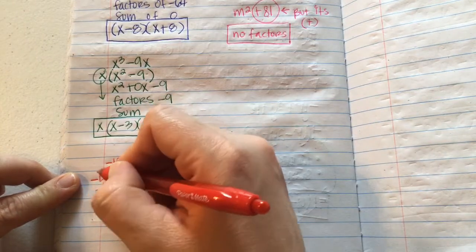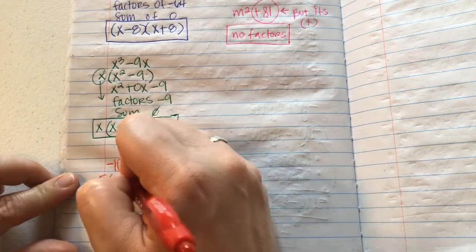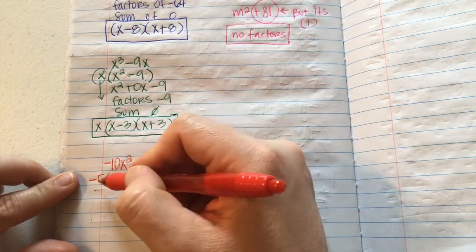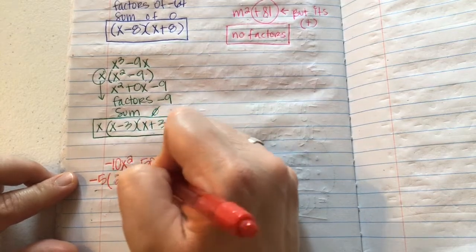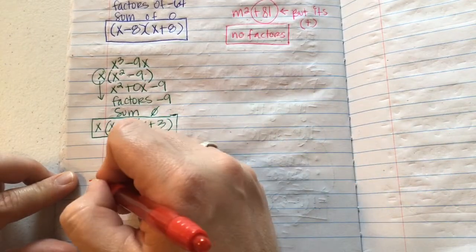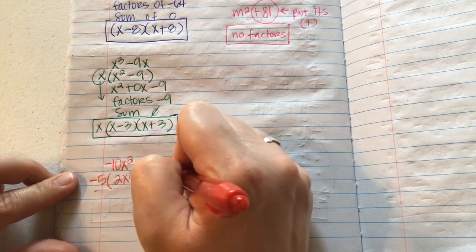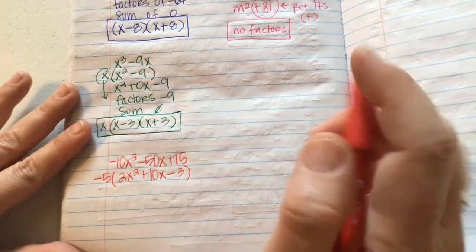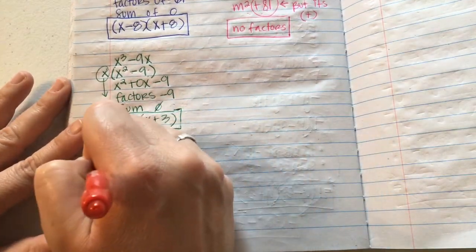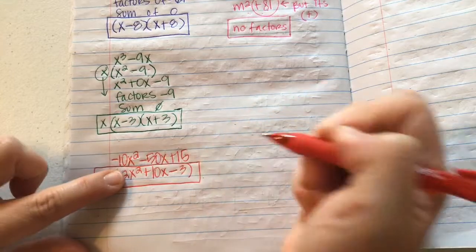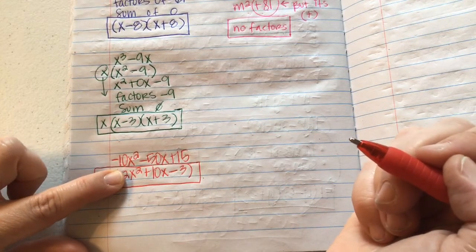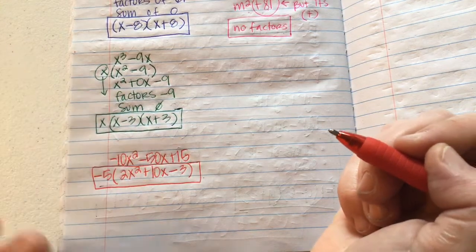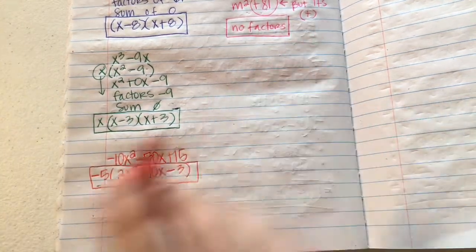Negative 10 divided by negative 5 is positive 2x squared. Negative 50x divided by negative 5 is positive 10x. And 15 divided by negative 5 is negative 3. We have to stop. We cannot today continue to factor this because I do not have a leading coefficient that's 1. I can't continue to factor. I need to stop today. Later on, we'll learn what to do with these, but today I'm stopping.